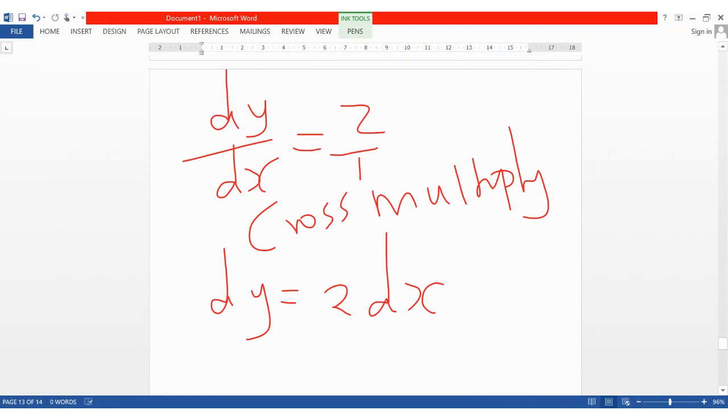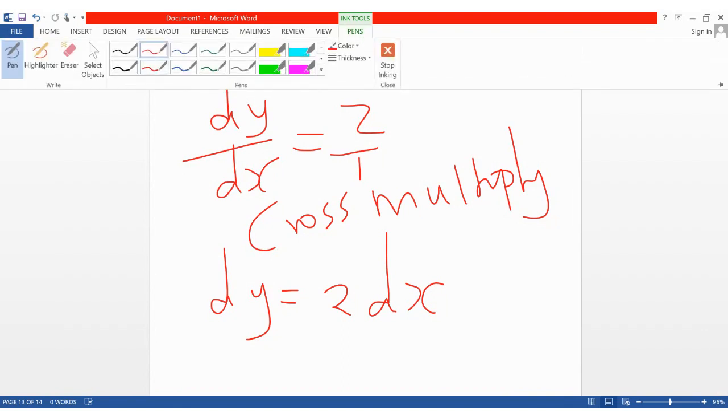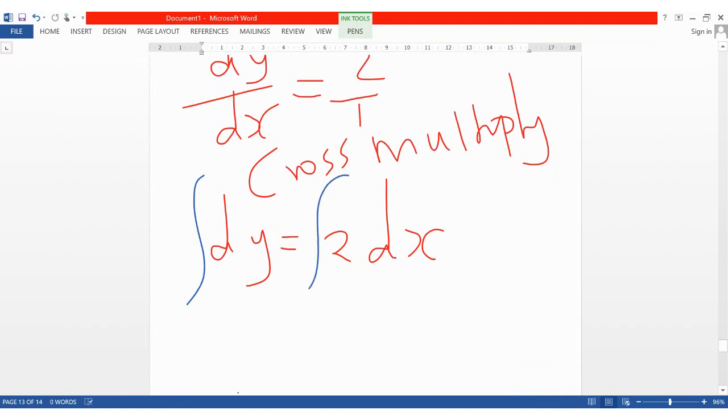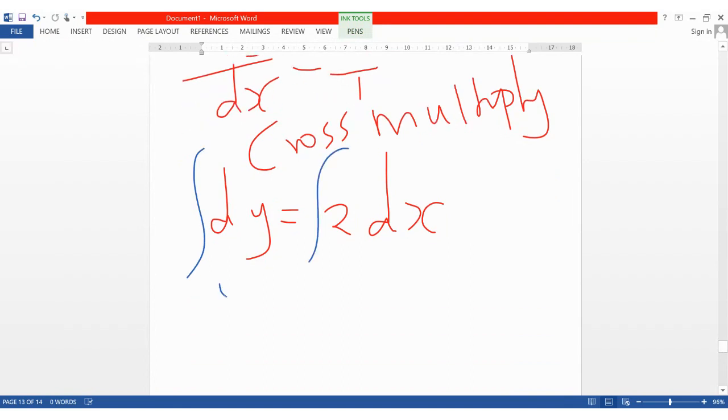So you can either multiply by dx to remove it, and you'll still get the same thing, or you just cross multiply. Now I integrate both sides. Now it is easier for me. So when you integrate dy, we said you'll get y. The 2 is a constant, it will not play any part. When you integrate the dx, you will get x, and then plus a constant of integration.